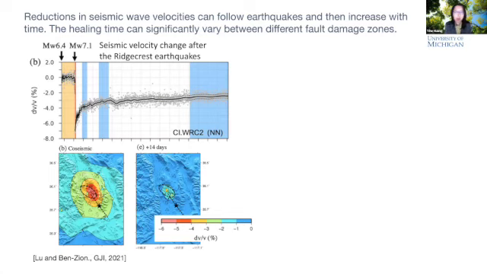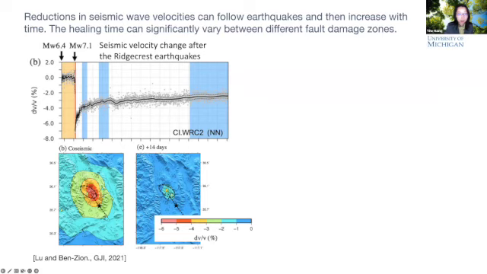The first one is co-seismic damage and interseismic healing. We know that after big earthquakes, there can be reductions in the seismic wave velocities. For example, this is a recent observation from Ridgecrest. You can see that after the magnitude 7.1 earthquake, there was about a 6 to 7% P wave velocity reduction close to the fault. But the P wave velocity also increases pretty quickly over time, on a timescale of about 2 weeks, though it didn't really go back to the pre-earthquake level.